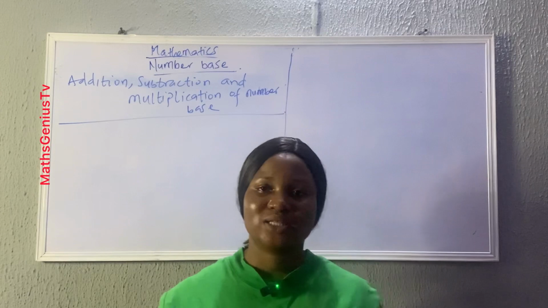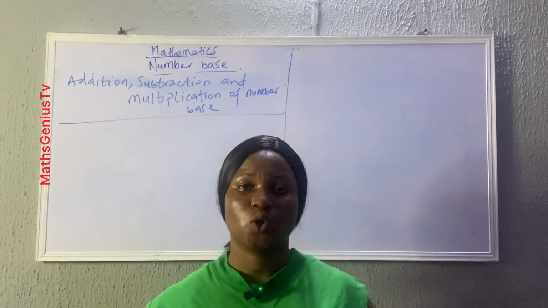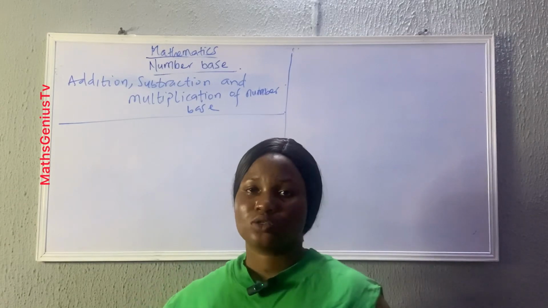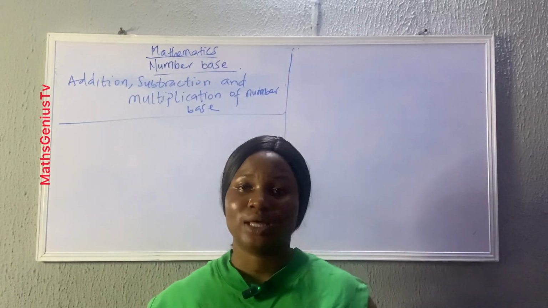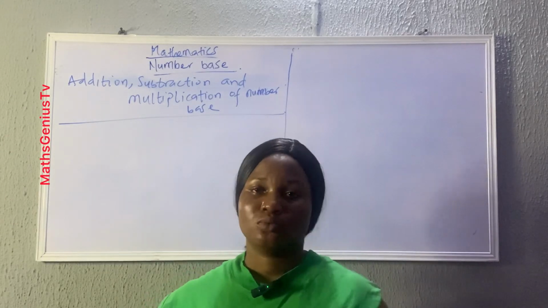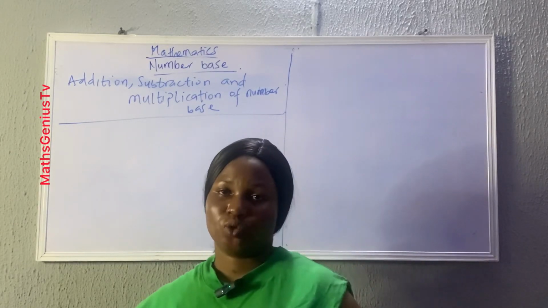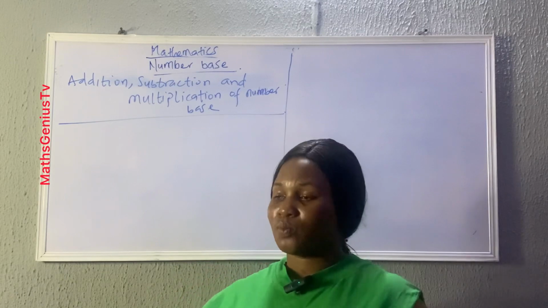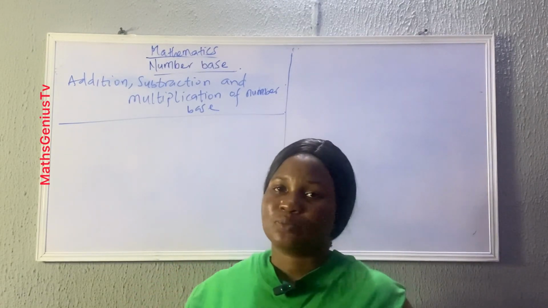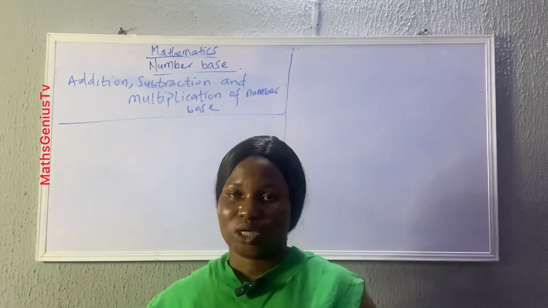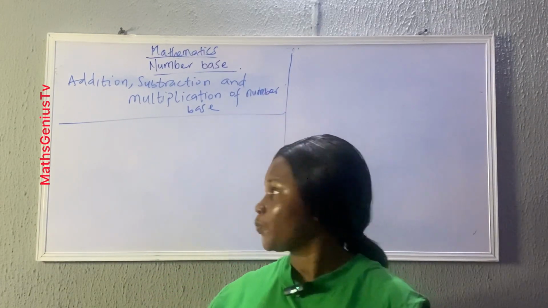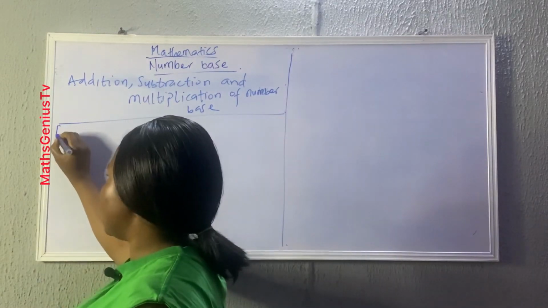For some weeks now, we have been discussing number base. We successfully discussed conversion from one base to base 10, conversion from base 10 to another base, and conversion from one base to another, which involves the first two. Now we want to talk about addition, subtraction, and multiplication in number base. We can easily say operations in number base. We have a question we want to solve together.